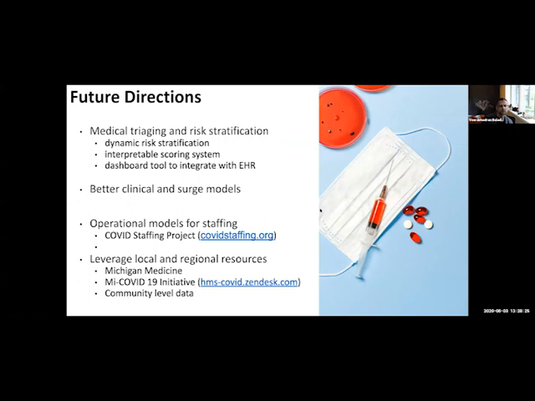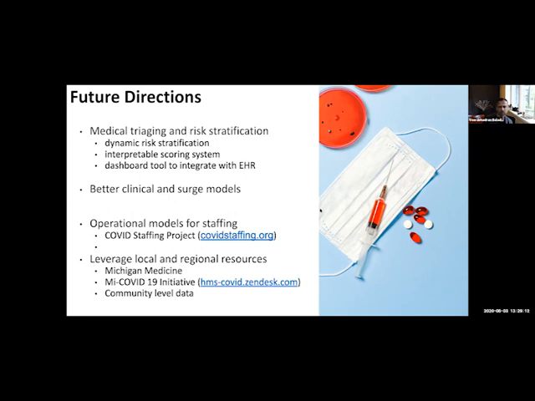Another future direction, from a local perspective, is where Dr. Wu's group and mine came together, thinking about how we look at these different aspects, both the temporal level and the network level aspects. We are looking at specific questions in medical triaging and risk stratification based on these different modes of data: doing dynamic risk stratification, having an interpretable scoring system, as Zhenke alluded to, and integrating electronic health records so that we can have better clinical and surge models.